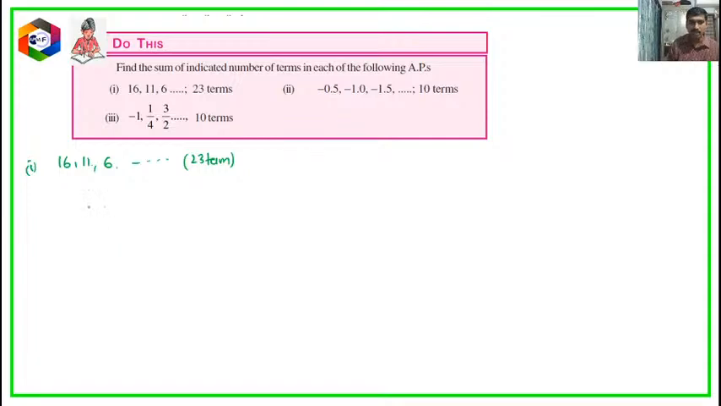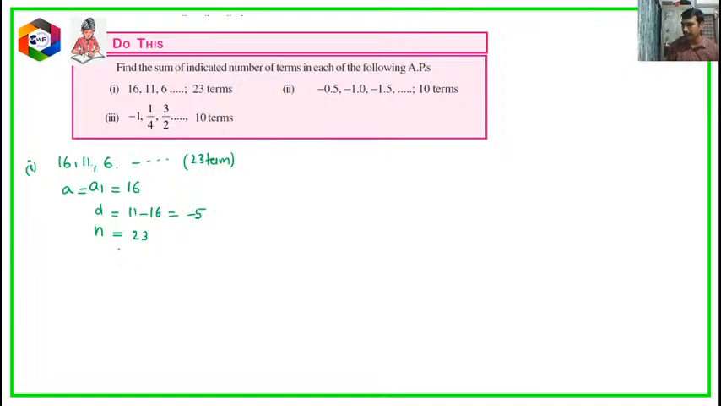So what is a and what is d? Please type in the chat box. What is the first term? Yes, so a1 is equal to a, which is 16, and the common difference is 11 minus 16, which is minus 5. And one more value is given, that 23 terms, that means n should be 23. Now we know a1 that is a, the common difference d, and n. Now make use of the formula n by 2 into 2a plus n minus 1 into d. Now find the sum.